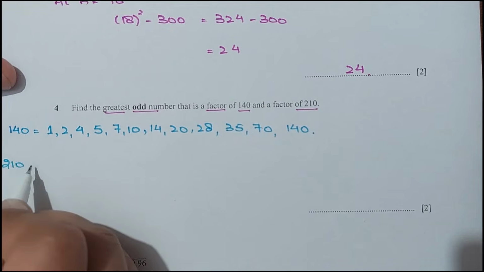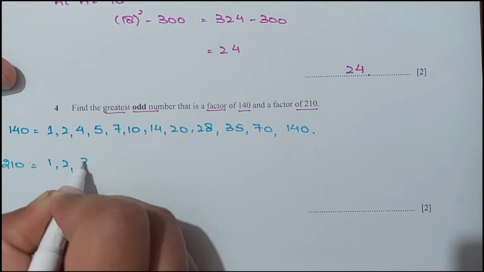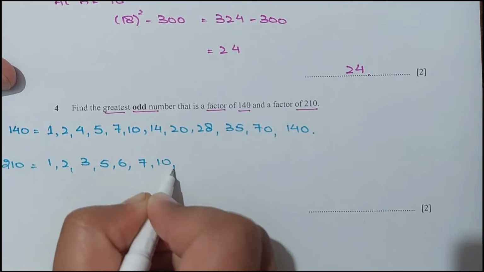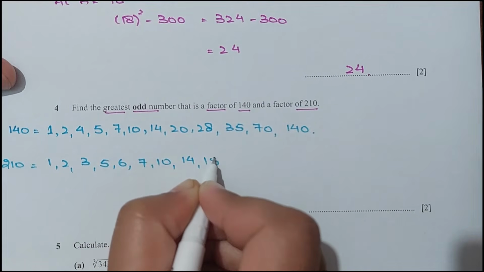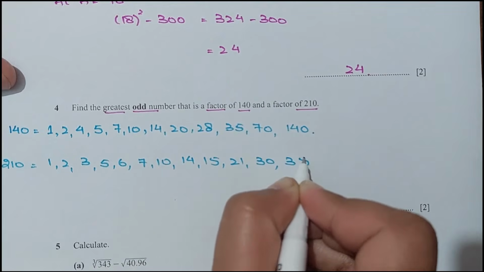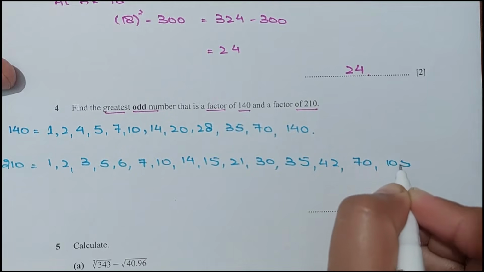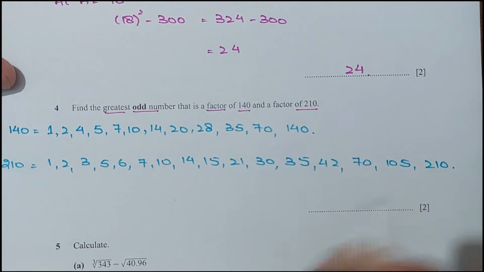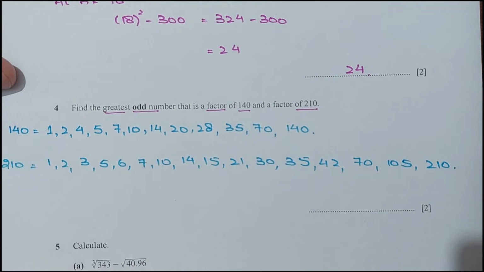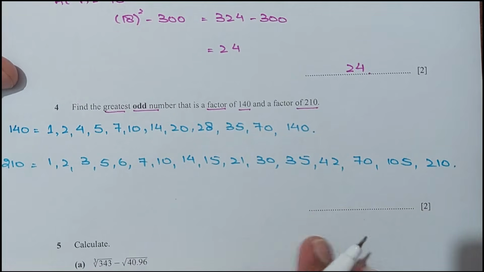Now let me list the factors of 210. These are 1, 2, 3, 5, 6, 7, 10, 14, 15, 21, 30, 35, 42, 70, 105 and 210. Now we have to pick the greatest odd number that is a factor of both. In both of the factors, pick the common factors which are odd.